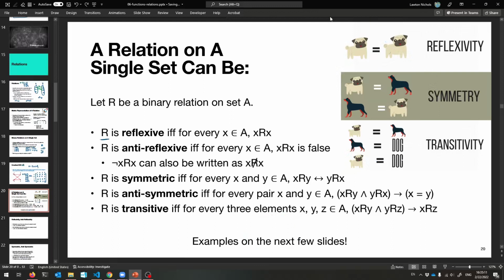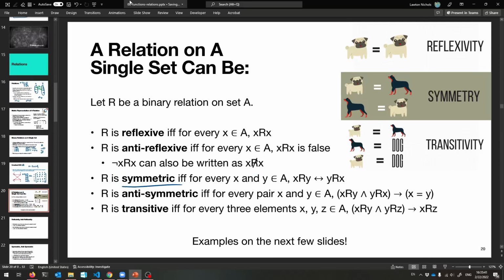You can have your relation R, it can be reflexive, we say, if every element is related to itself. That is a reflexive relation. We'll talk about some examples of those. The opposite of that is anti-reflexive, if for every element in A, it's never true that X is related to X. You can express this fact by drawing a slash through the symbol a lot of the time. So X is not related to X, no matter what.